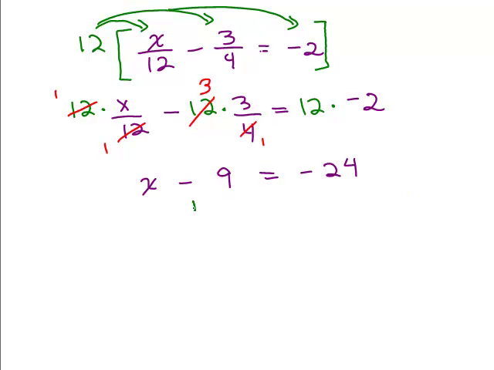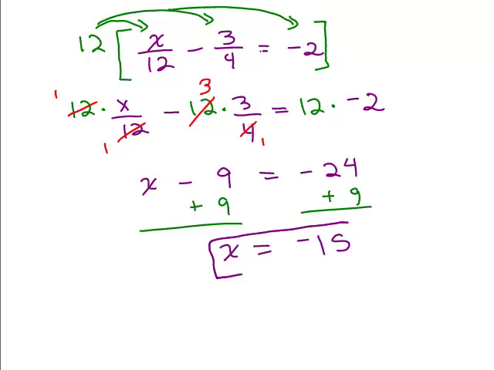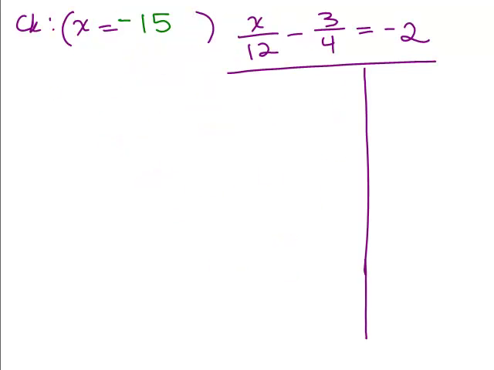So now we can add 9 to both sides. Be careful with your arithmetic. You're adding a positive and a negative number. So since -24 is going to outweigh the positive 9, it's going to be negative, and then 24 minus 9 is 15. And that's our answer. So let's go ahead and check that. So we're going to plug in -15 for x.